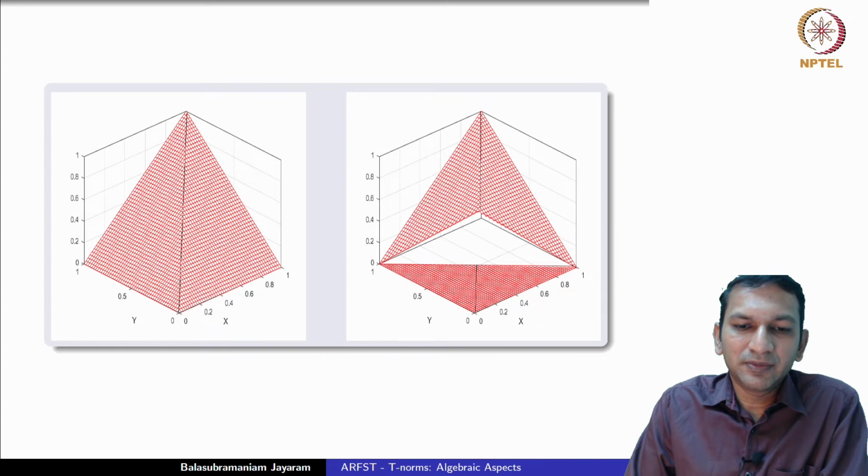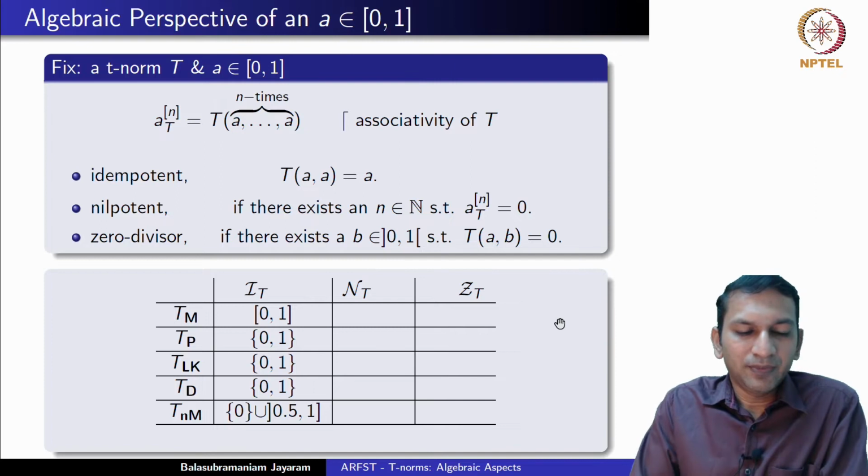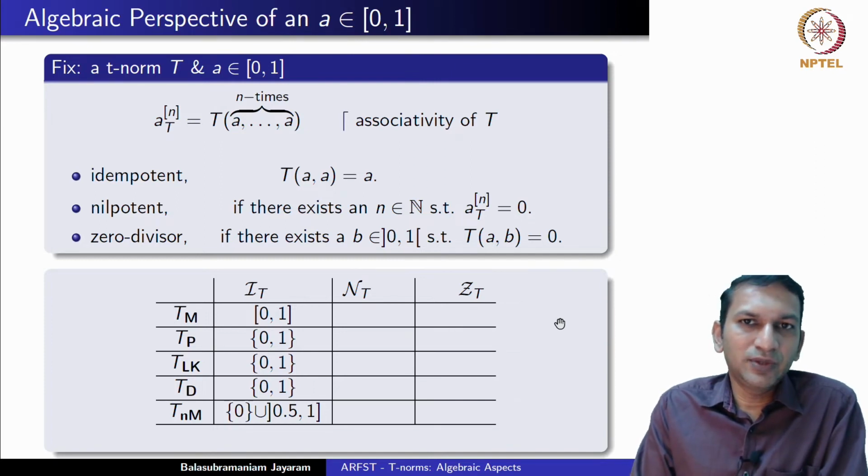So it's easy to see, it can also be worked out from the formula, that for the minimum t-norm, the idempotent set is the entire 0, 1 interval, whereas for the product, Lukasiewicz and drastic, they have only the trivial idempotent elements. And in the case of nilpotent minimum, of course, other than the trivial idempotent elements, the entire open interval 0.5, 1, every element in this interval is an idempotent element.